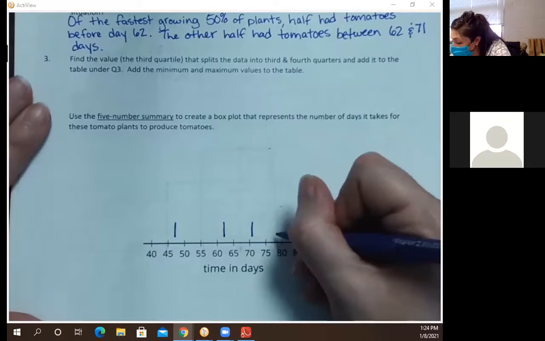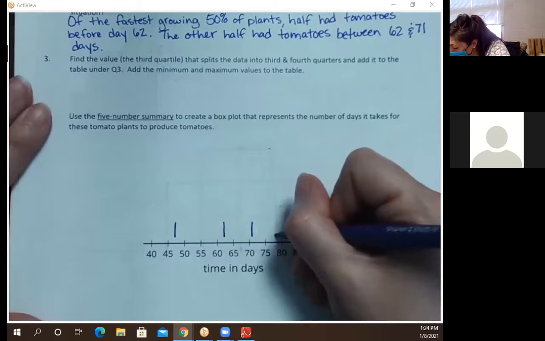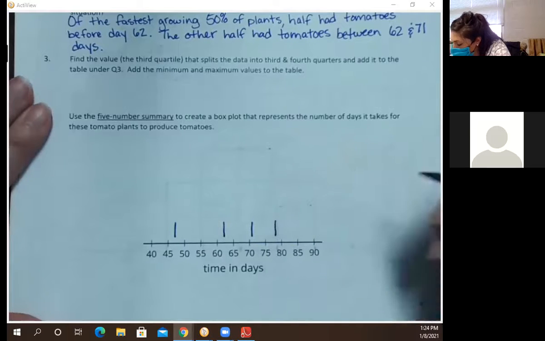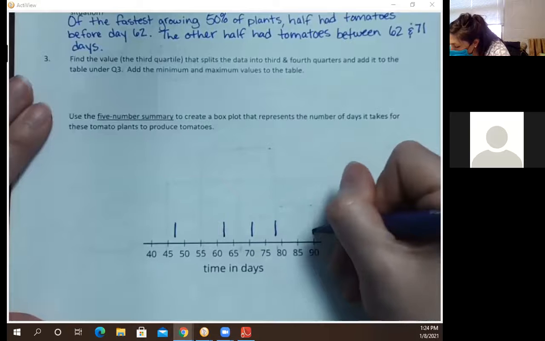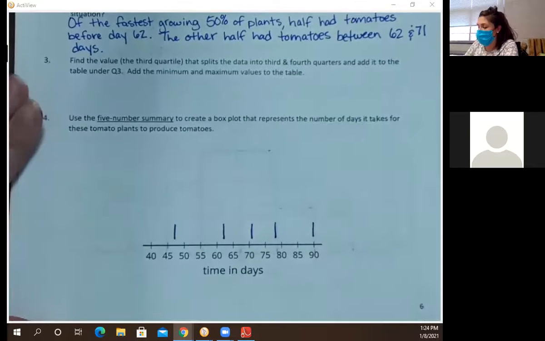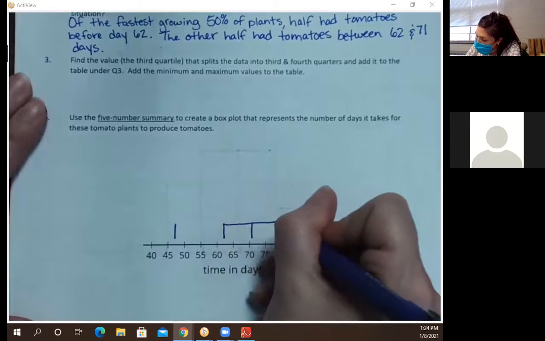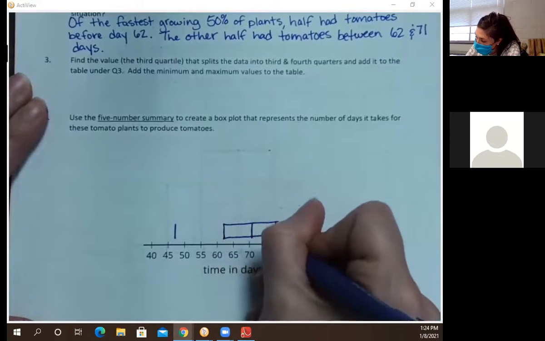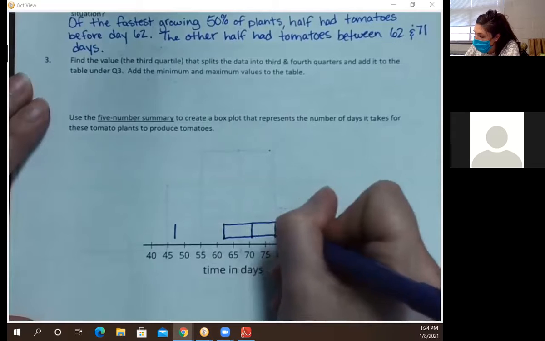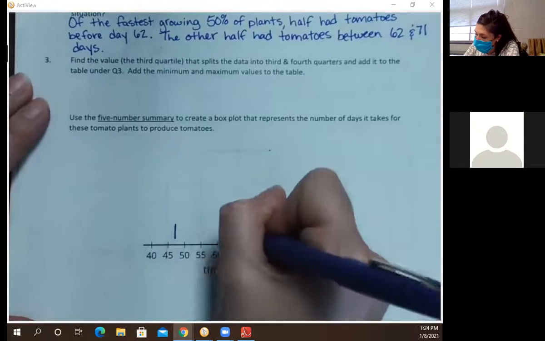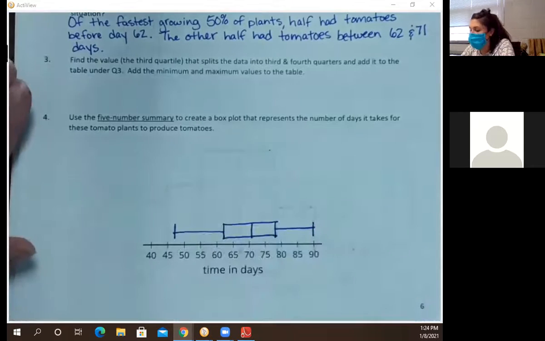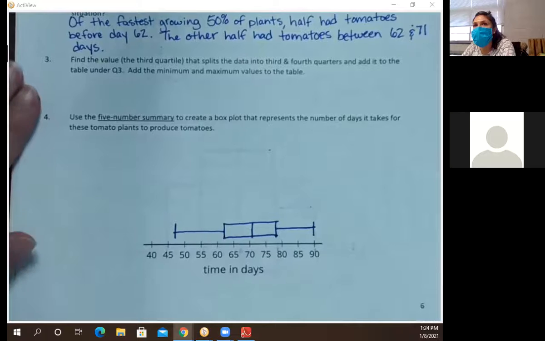Q3 is at 78. So I'm going to go to where I think 78 would be. And I'll put a line there. And then my maximum is 90. So I'm going to go to 90 and put a line there. So I've got 5 lines here. The middle 3 make my box. And then I draw a segment out from the box to the minimum and the maximum.